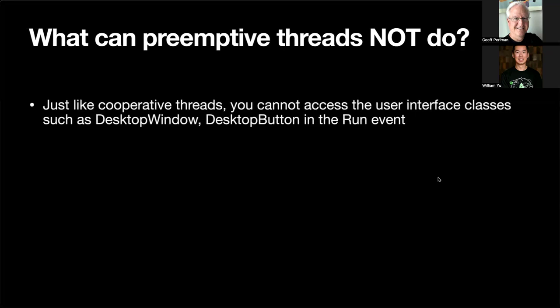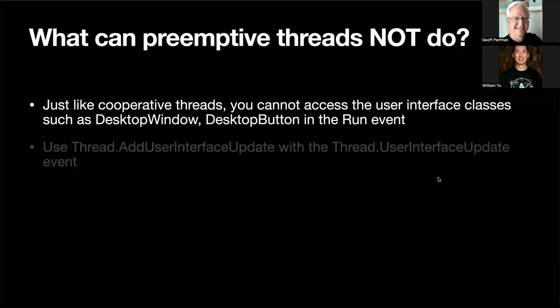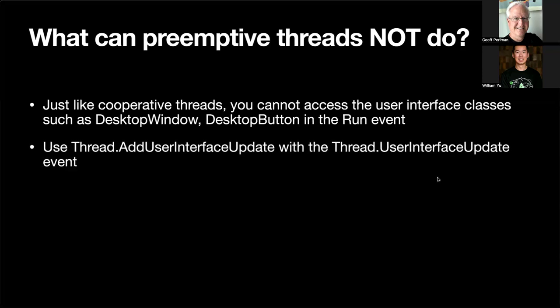Now, what can preemptive threads not do? Well, just like cooperative threads, they cannot access the user interface classes, such as desktop window, desktop button, etc., in the run event. So if you need to access that kind of stuff, then use the thread.addUserInterfaceUpdate method along with the thread.userInterfaceUpdate event. In that event, you can access that stuff. That's where you should be doing it.